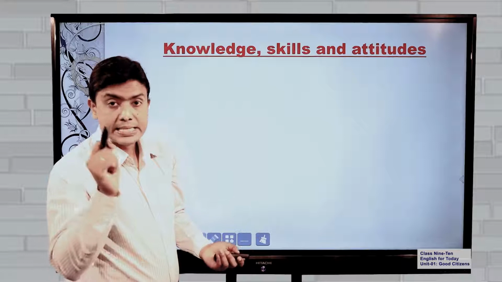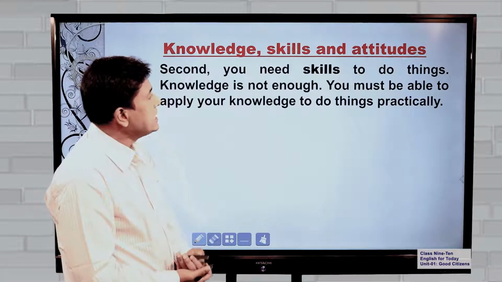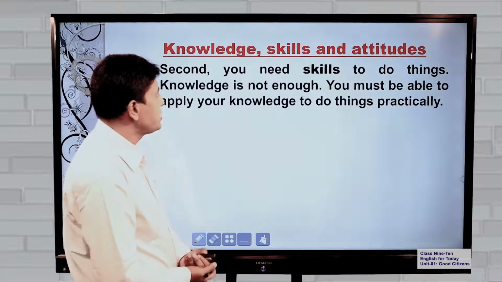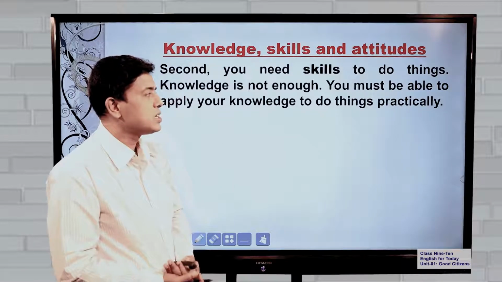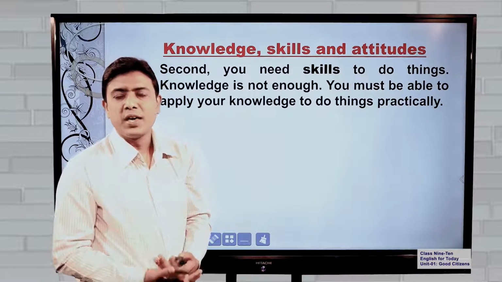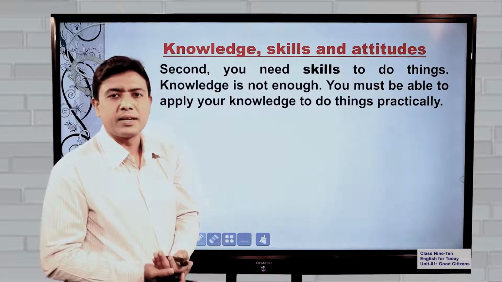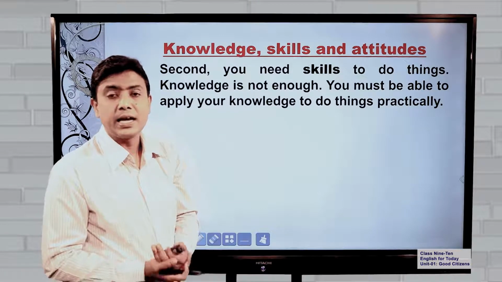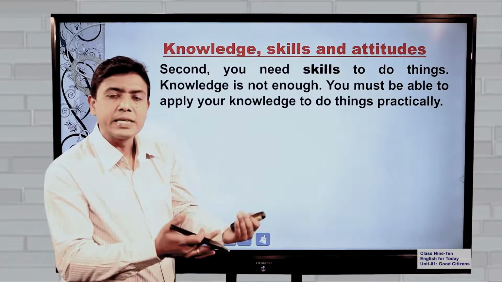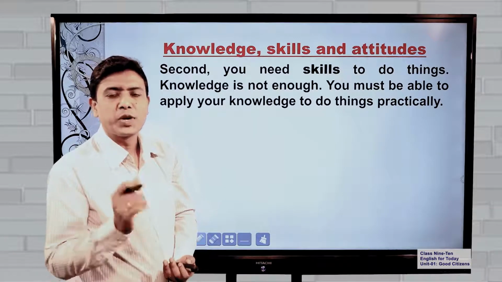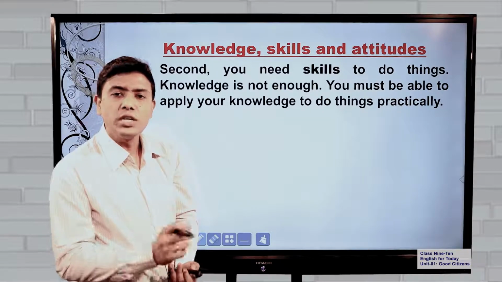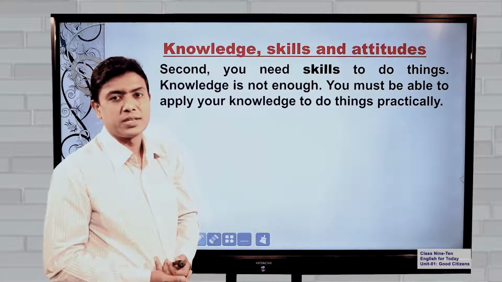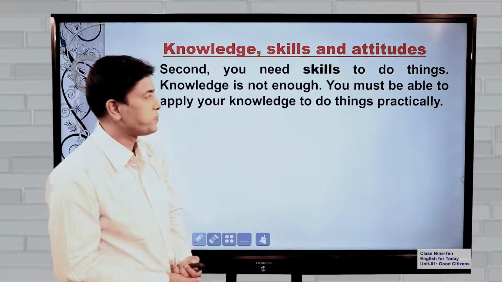Now the second part, skill. You need skills to do things. Knowledge is not enough. You must be able to apply your knowledge to do things practically. So if you learn about riding a bicycle by reading so many books, you have not learned how to ride a bicycle. Until and unless you ride a bicycle in person, you cannot learn the skill. So knowledge is important, but skills are also very important. In fact, more important than your knowledge.